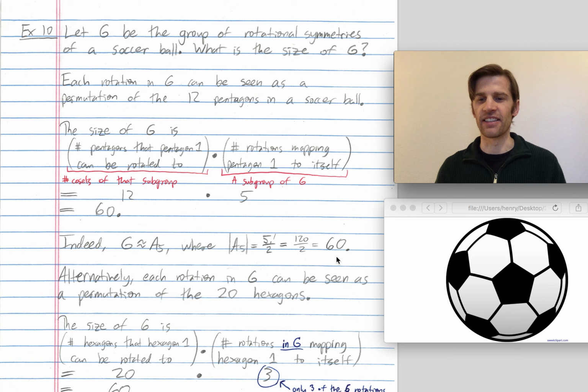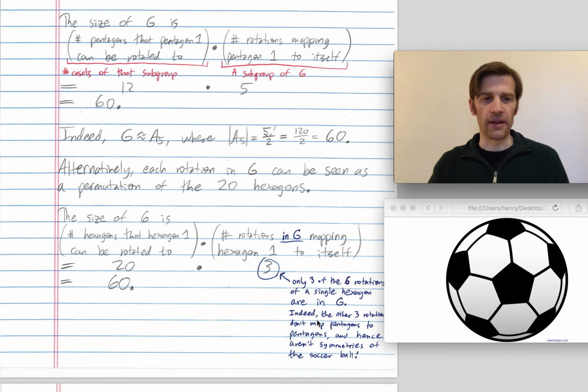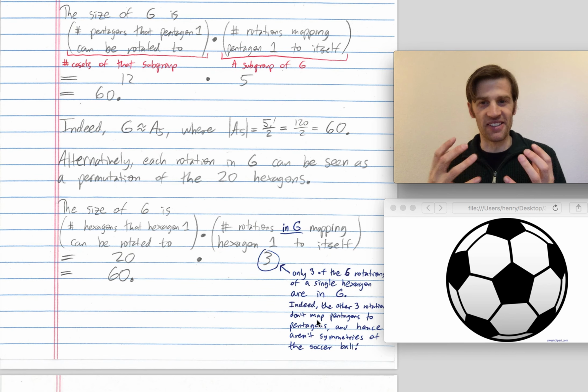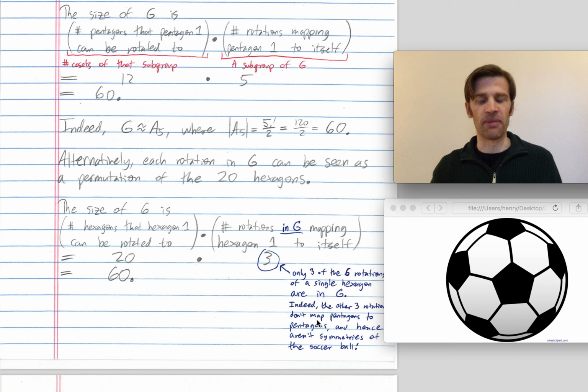How would this change if I instead chose my favorite face to be a hexagon, like this hexagon in white right here? Okay, so we better get the same answer. The size of this group is still 60. We're just going to be counting it by a different technique. So what are the number of rotations in this group of rotations of the soccer ball that fix this hexagon? You might think this hexagon has 6-sided symmetry, so there's 6 rotations, but that's not right.